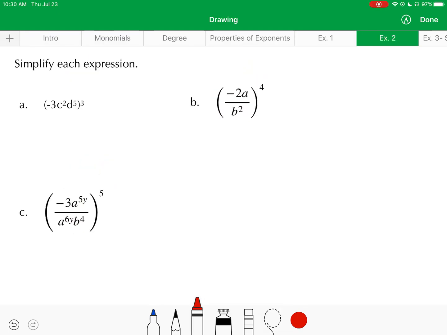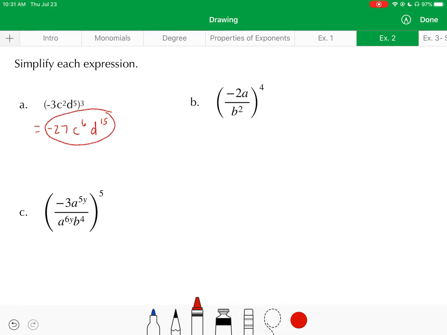All right, some more examples. These are a little more sophisticated. In part A there, we have a monomial that's being raised to a power. So this would involve your power to a power rule. Each piece of the monomial needs to be cubed. So negative 3, if I cube that, that'll give me negative 27. C squared, if I cube that, I'll multiply 2 and 3 together to give me c to the 6th. And then d to the 5th, if I cube that, that'll give me d to the 15th.